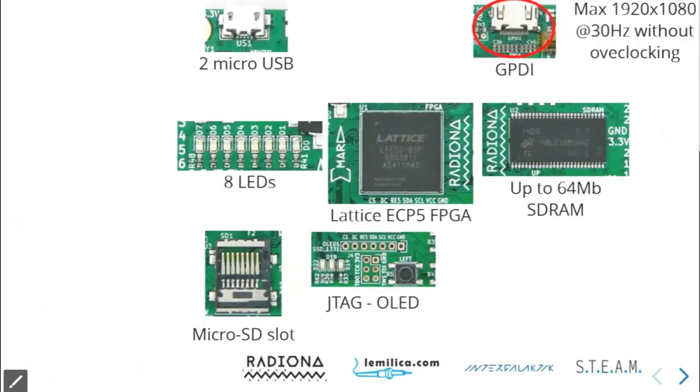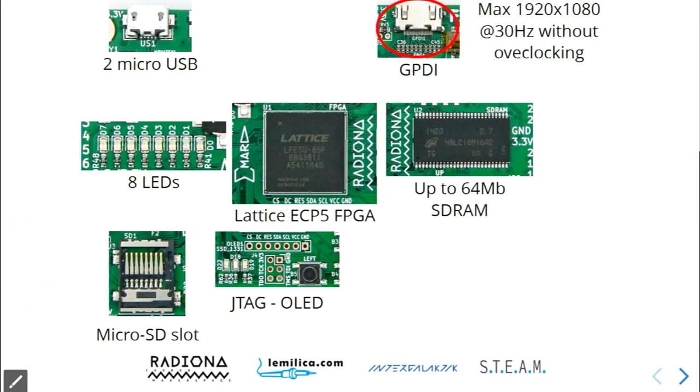As for the outputs, we also have GPDI, General Purpose Differential Interface, that we are mostly using for outputting DVI video signals. HDMI monitors are mostly compatible with DVI signaling, so you can get a picture on most monitors or televisions.